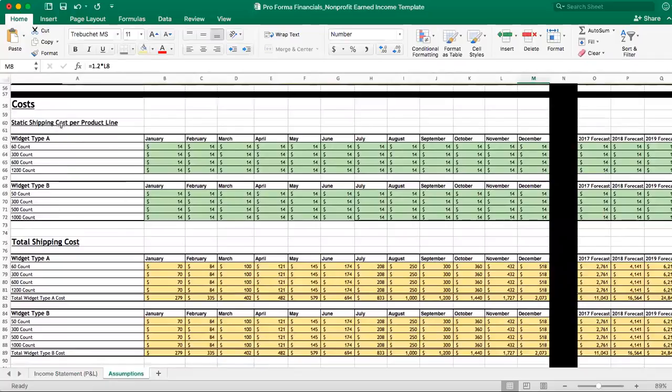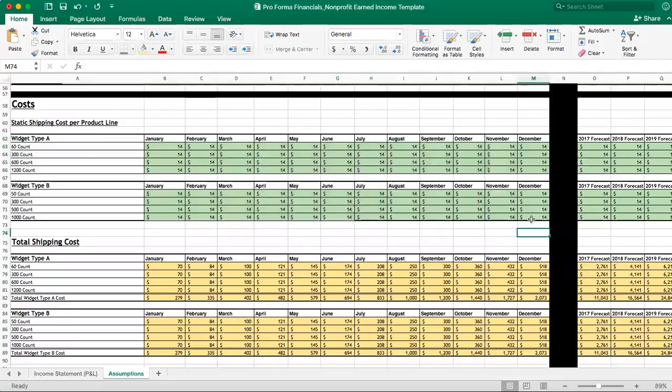Costs is similarly set up. We have the static shipping costs per product line. So I said that it was going to cost $14 across the board, whether it's widget A, widget B, a 300 count or a 1,000 count, costs us $14. For this particular set of widgets, that is a true statement.